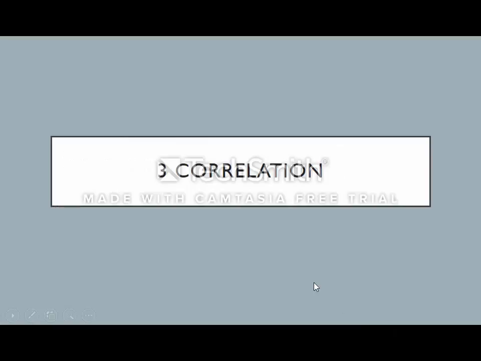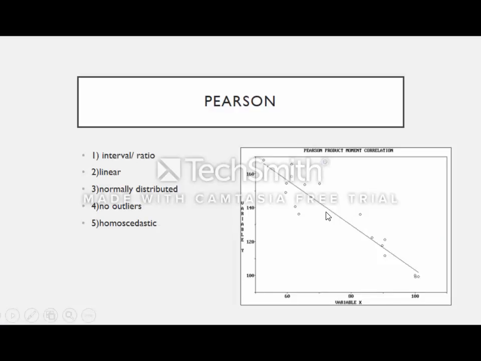Now it's time to talk about the 3 different types of correlations. The first one is Pearson's product moment correlation. This one works on an interval or ratio scale, which means that the points are equidistant from each other, kind of like temperature, or they can't have a number less than 0, like weight. Another thing to note about it is that it's linear. The points form in a kind of straight line, and it's obvious that there's a correlation here.